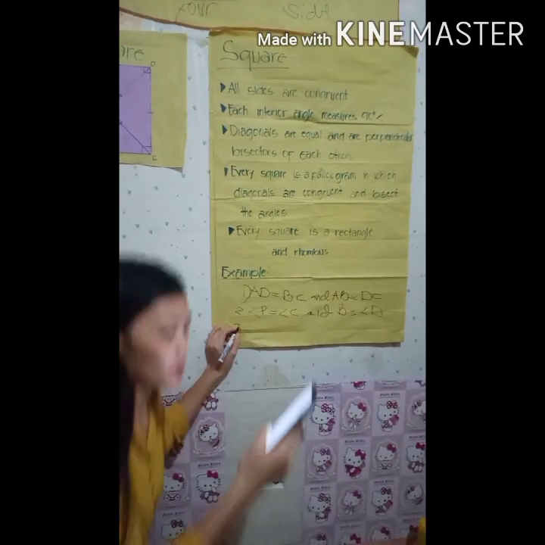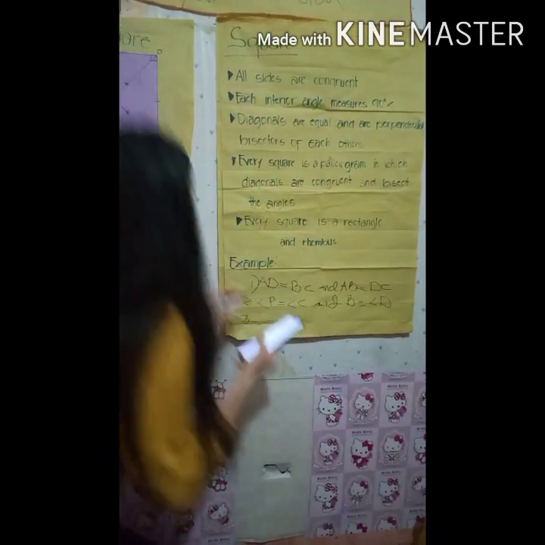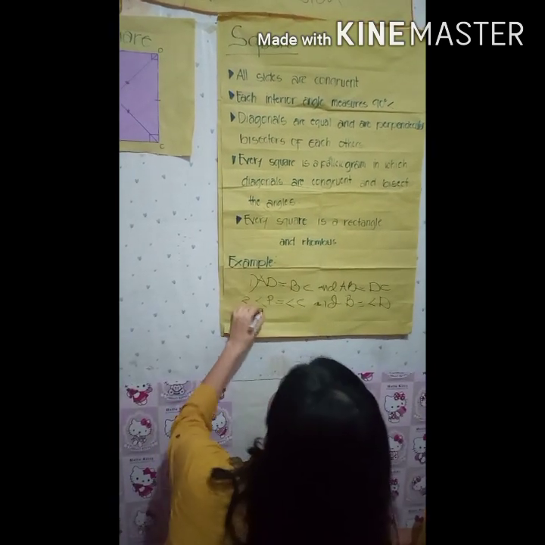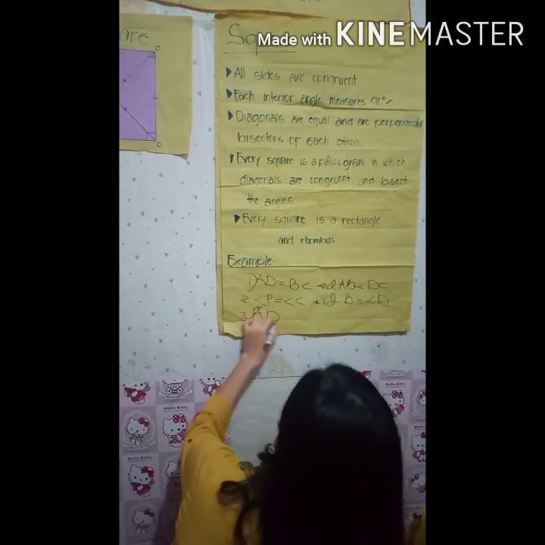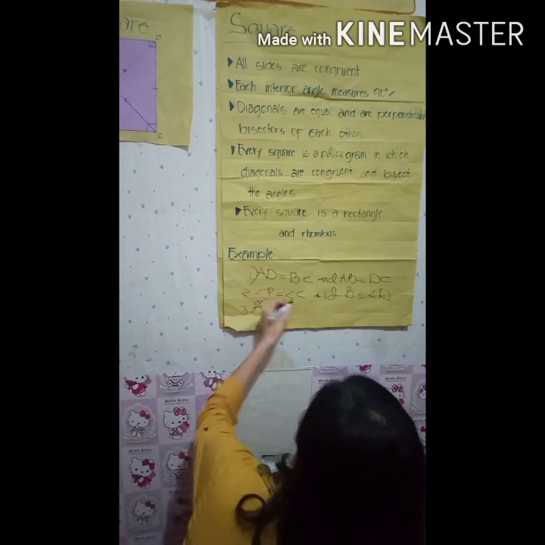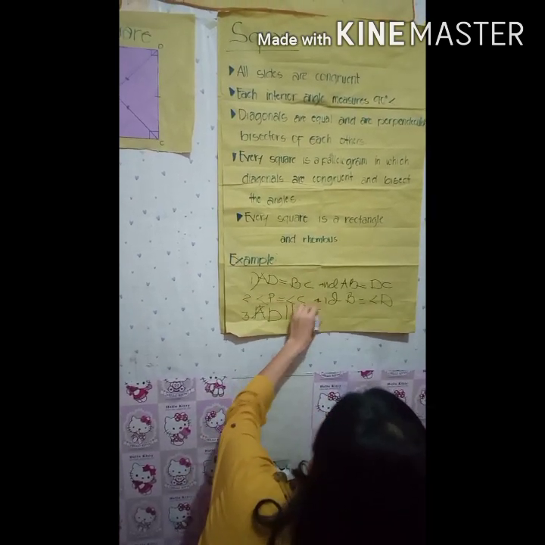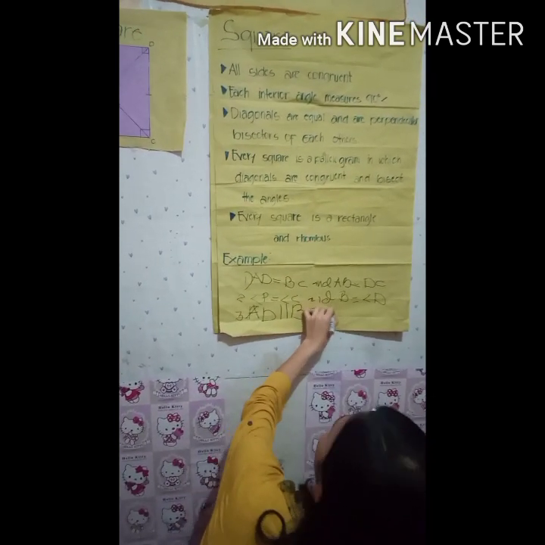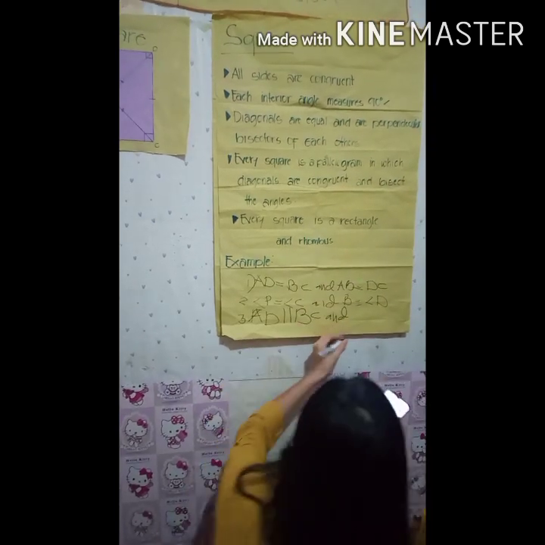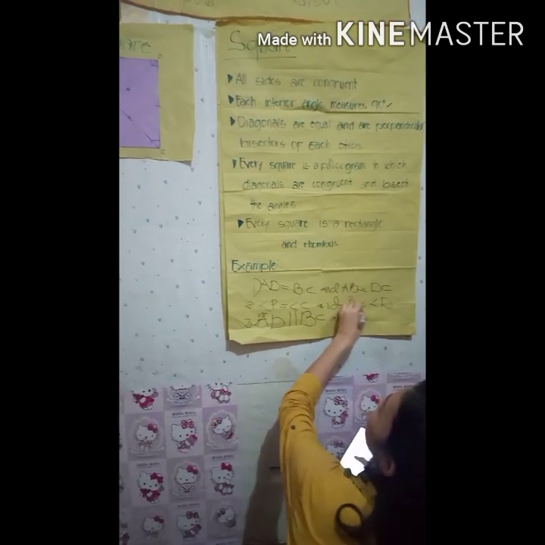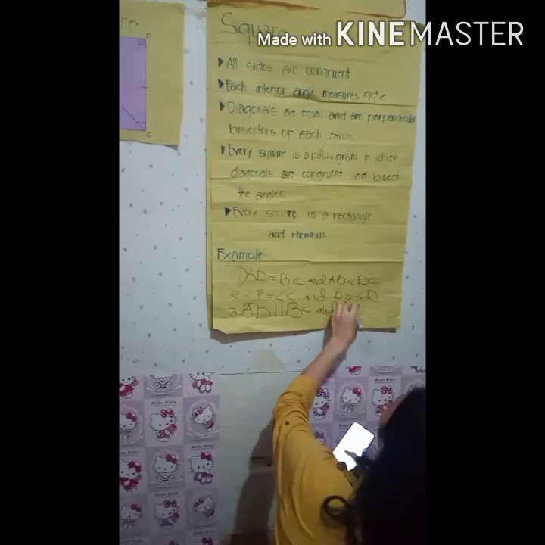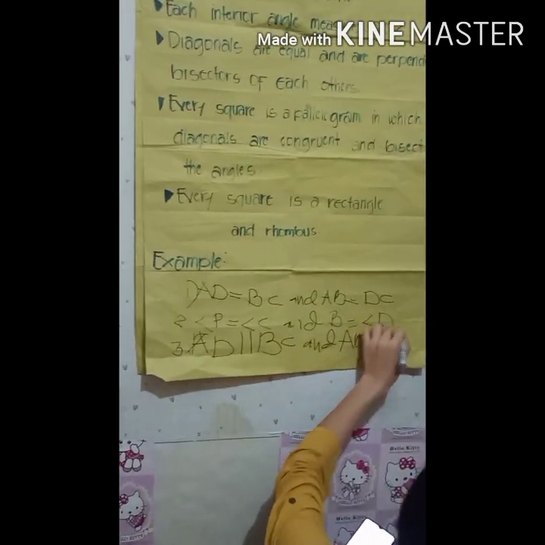Number 3, opposite sides are parallel. So AD is parallel to BC, and AB is parallel to DC. So that's the square.